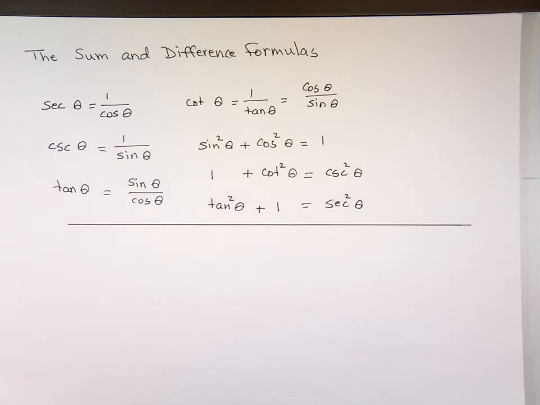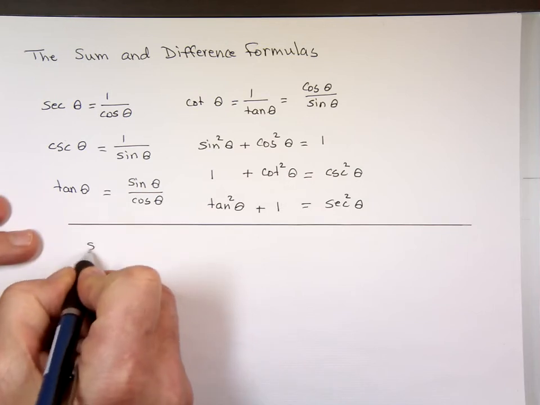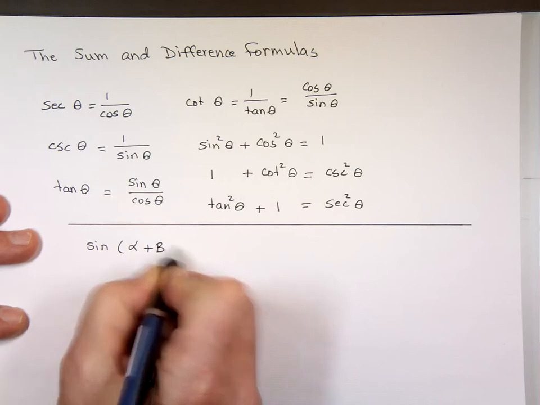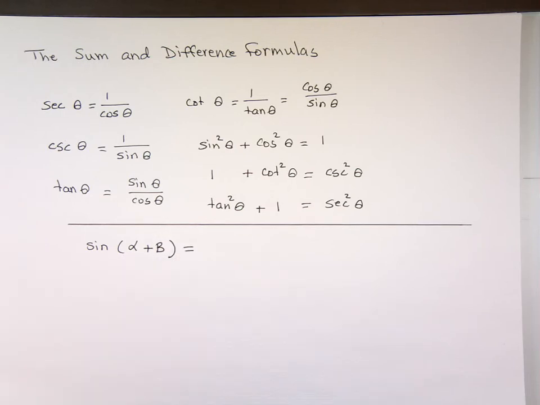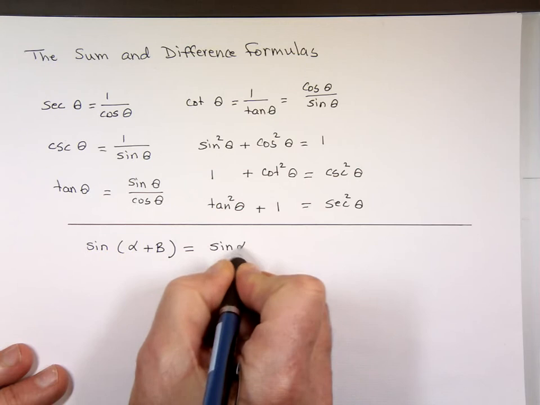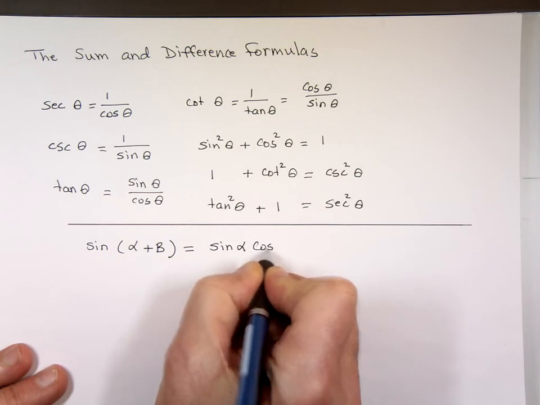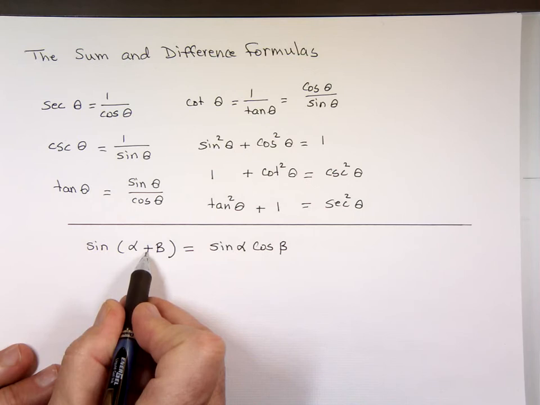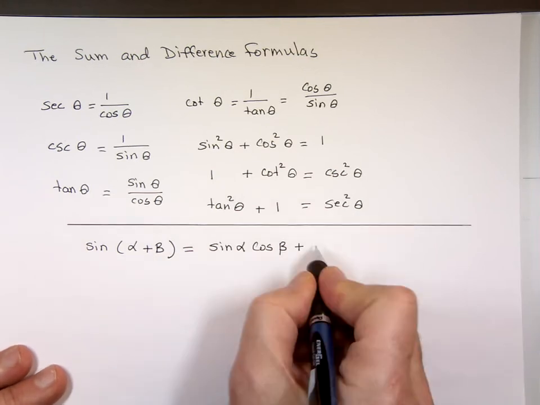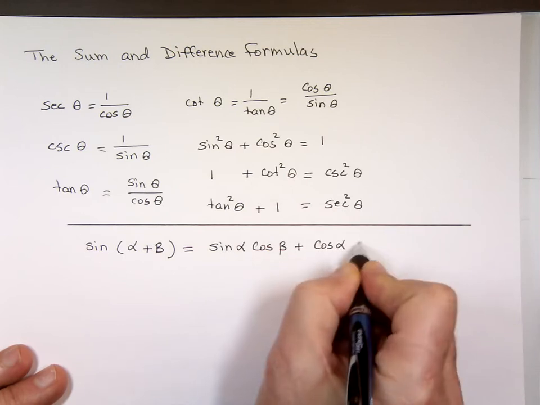Today we're going to add more to that list. We're going to talk about the sum and difference formulas. What do I mean by that? If you have sine of alpha plus beta, that's a sum. There's a trig identity for that that says, oh, that's equal to sine alpha cosine beta. When this is a plus, this is also a plus. Cosine alpha sine beta.